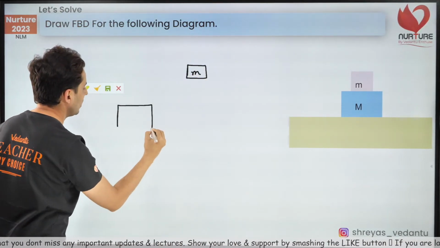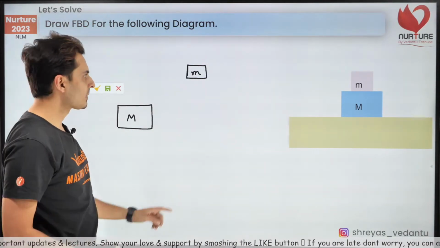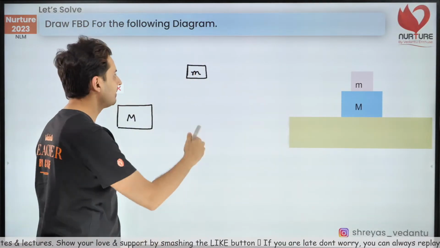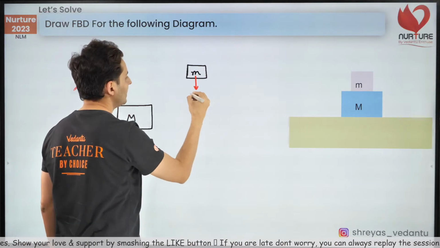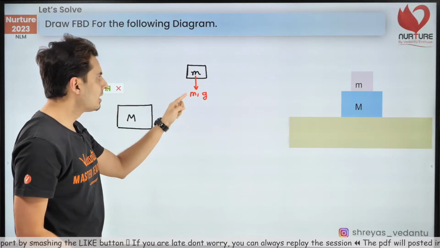Then the larger block, let's say capital M. Let's draw the free body diagram quickly. On small m, there will obviously be a weight. The weight will be nothing but m1g. Correct? Weight will be downwards.